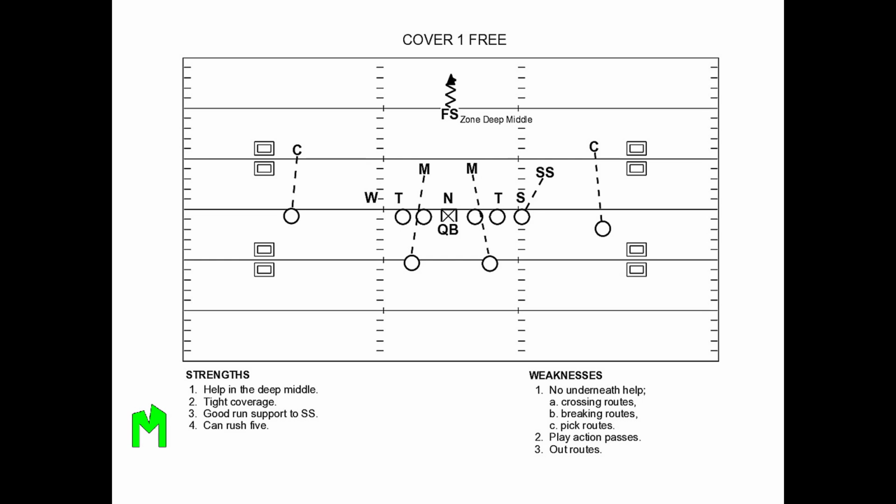Cover 1 free man is a man-to-man scheme with a free safety providing deep middle help. It offers tight coverage and good run support, plus the ability to rush 5, but it lacks underneath help, making it vulnerable to crossing, breaking, and pick routes, as well as play-action passes and out routes.